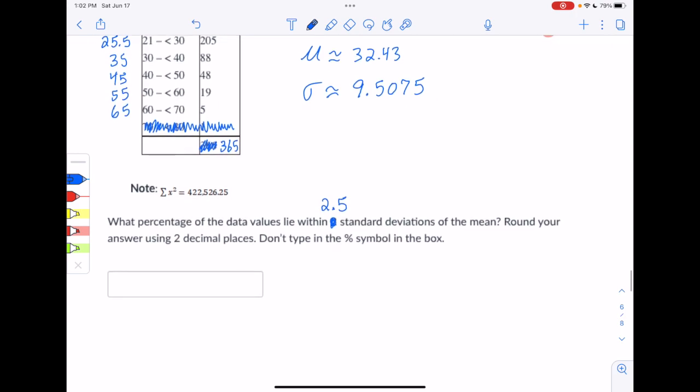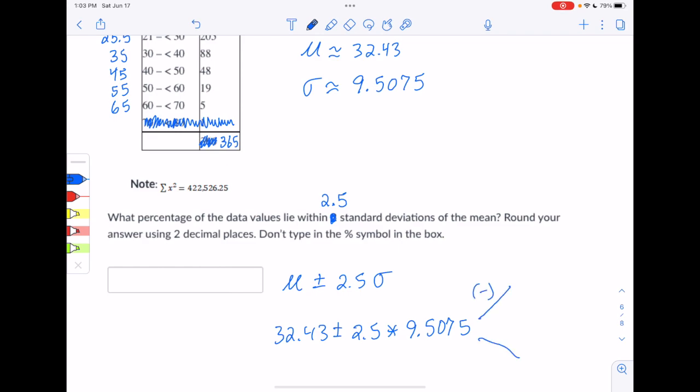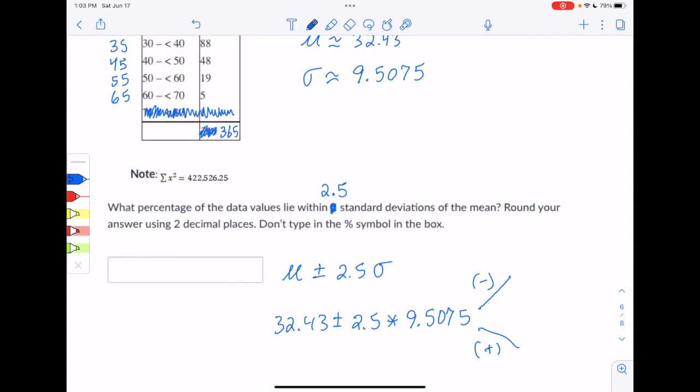Some versions of your problem will say 2, some will say 3, and whichever one it is, just follow that pattern, but substitute the 2.5 for your number. So I'm going to do mu plus or minus 2.5 times sigma. The mu is 32.43 plus or minus 2.5 times the sigma, which is 9.5075. I'm going to do that with a minus, and I'm going to do that with a plus, and that's going to give me boundaries for how far you have to be away from the mean to be 2.5 standard deviations away.